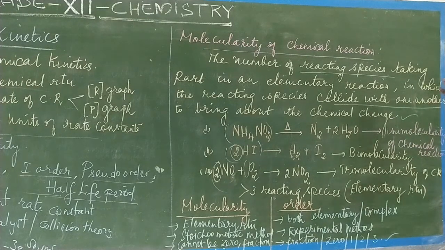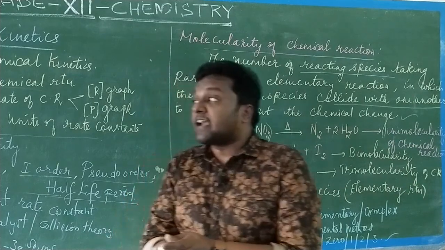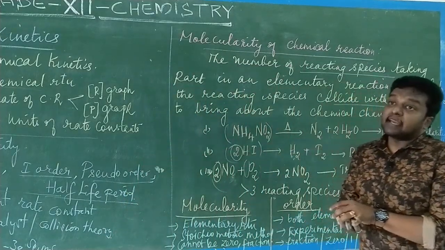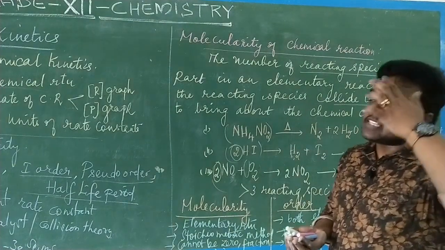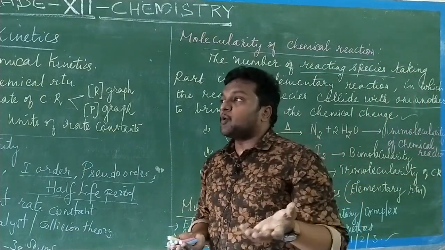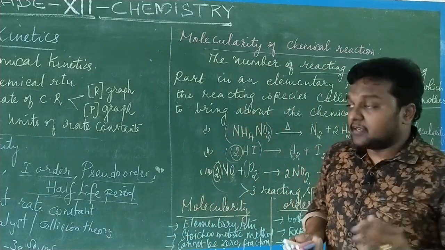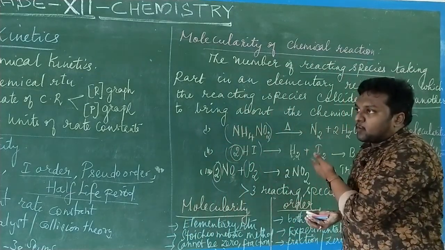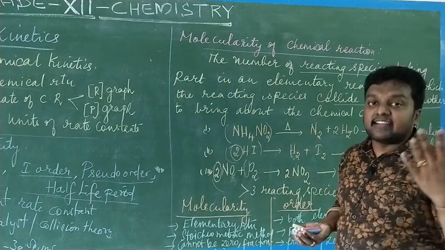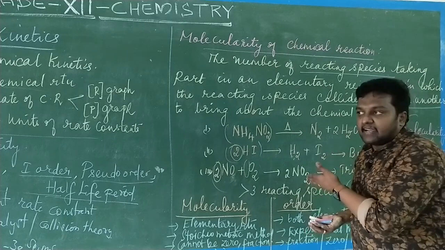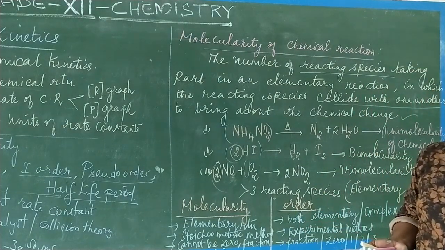So again we will revise now. What is meant by molecularity of a chemical reaction? The number of reacting species taking part in an elementary reaction, in which the reacting species collide with one another to bring about a chemical change, is called the molecularity of a chemical reaction. For unimolecularity and bimolecularity I have given you examples, we have studied the decomposition of hydrogen peroxide, and finally we have also seen the difference between molecularity and order of chemical reactions.